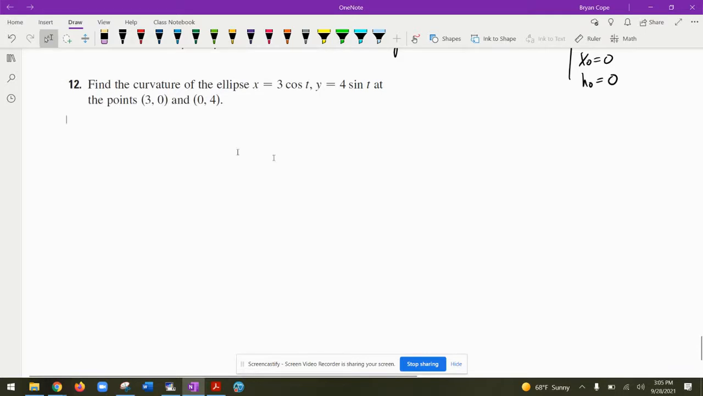Did we say this was defined by P? We did, or T and T prime. No, because this one doesn't have a constant. This is an ellipse. Oh, this is a different 12. Yeah, we're looking at the 12 on the back.